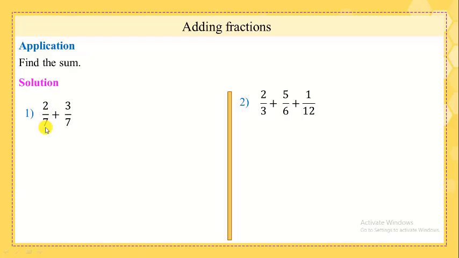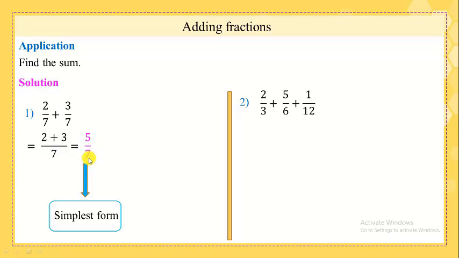Solution. 2 over 7 plus 3 over 7 is equal to 2 plus 3 over 7. Since the two fractions have a common denominator, we add the numerators and keep the denominator the same in the answer, which is equal to 5 over 7. 5 over 7 is in the simplest form, since the GCD of 5 and 7 is equal to 1. So we can't simplify this fraction more.